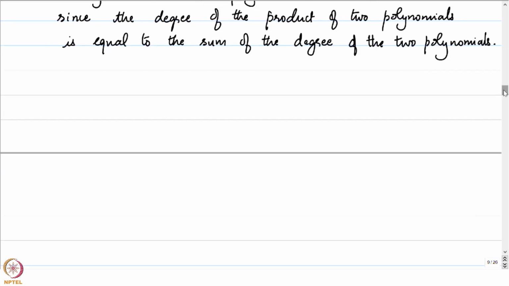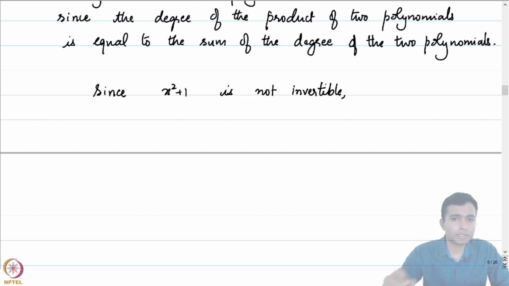Therefore, we can talk about ideals. So let's take the polynomial we are interested in. After all, why are we doing all these things? We are trying to get hold of a root for x square plus 1. So let's take the polynomial x square plus 1. Since x square plus 1 is a non-constant polynomial, it is not invertible, so the ideal generated by x square plus 1 will not be the entire ring.